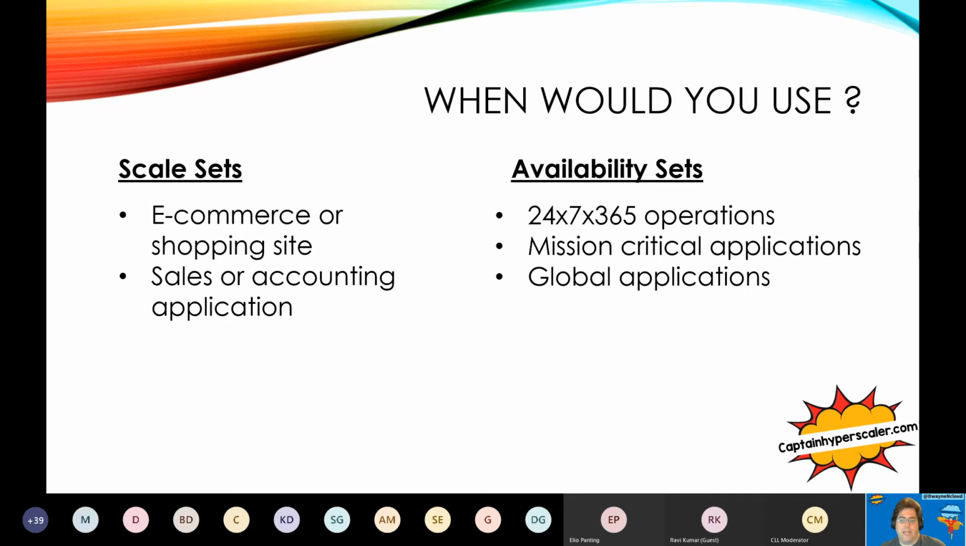The availability set is important. The best use case for that is you have a global organization that has 24/7/365 operations. They're mission critical. They're global. They need to be available at all times. You can't afford an update in the middle of the night in the US because it may be prime production time in India or on the other side of the world. You need to make sure that you don't have that application go down at any time for any reason. That's where you use availability sets.